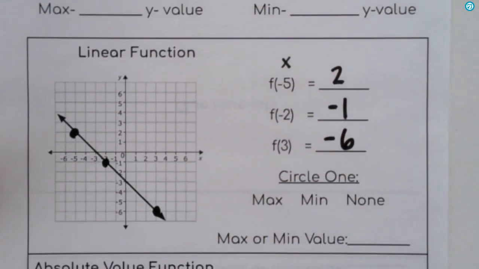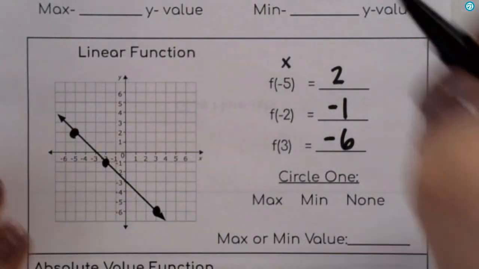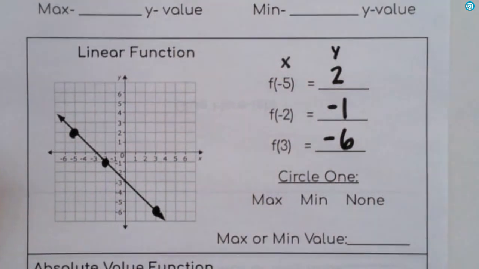So we are just reading the graphs here. So we find the x value and find the corresponding y value. They give you the x because it's f of x. You find the y. Okay, any questions about that?